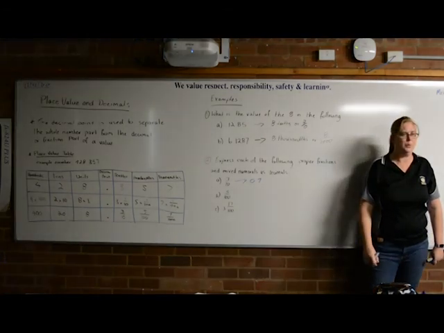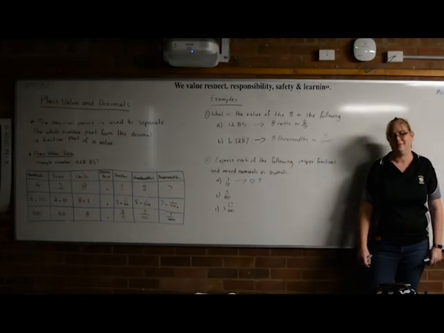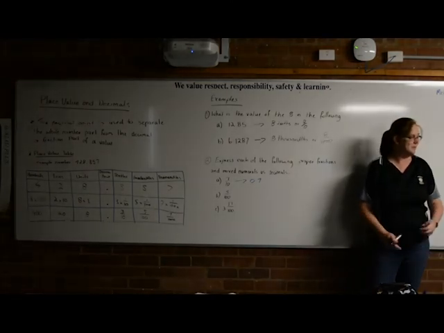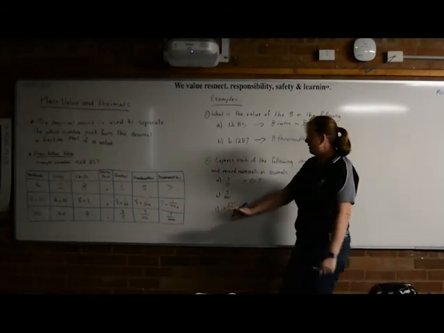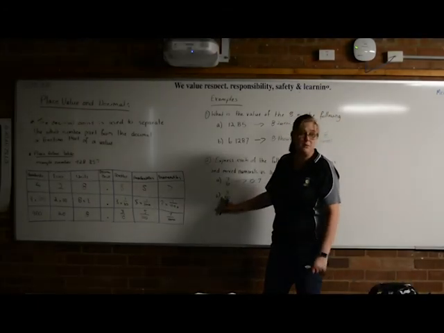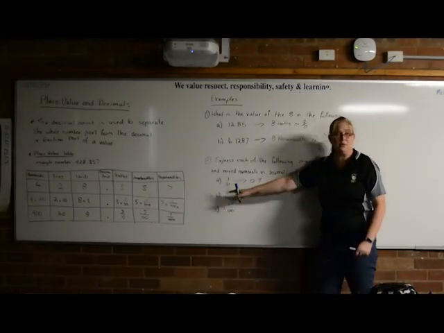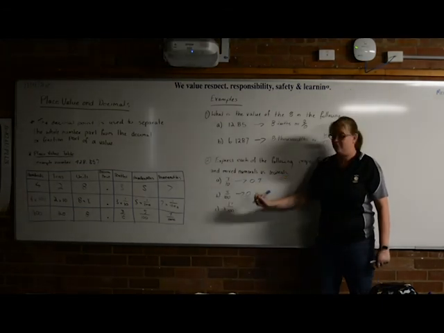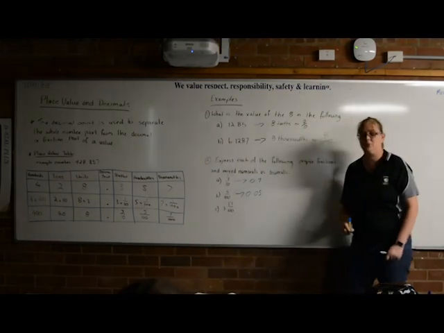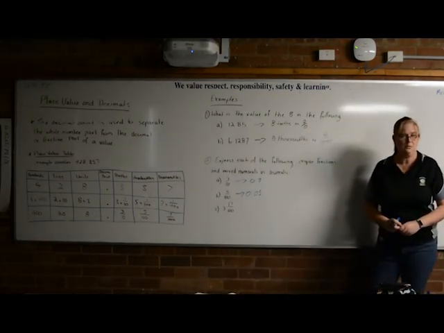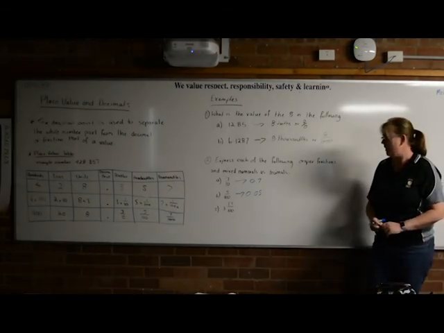What about the next one? B, 5/100. 0.05. Exactly right. Again, no whole numbers, so we're going to have 0. There's nothing in the tenths column, is there? So we're going to have 0 in the tenths column, and then we have a 5 in the hundredths column. Any questions so far? Cool.